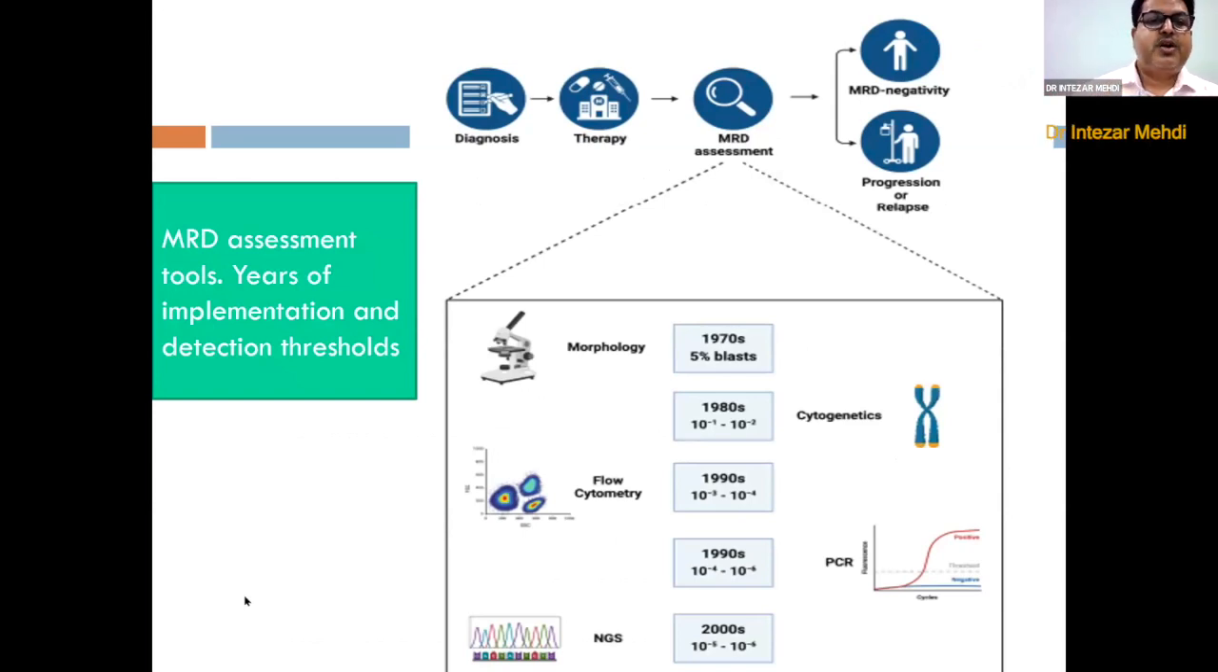And this has been the history of MRD assessment tools with the year of implementation. As you can see, in the 70s, we used to do morphology and find out if there are less than 5% blasts post induction or not. In the 80s, we were able to do cytogenetics, at least for those characteristics, for example, BCR-ABL. From 1990s up to 2000, we were able to do flow cytometry at 10 to the power of minus 3 and minus 4. And again in the 2000s, PCR based.